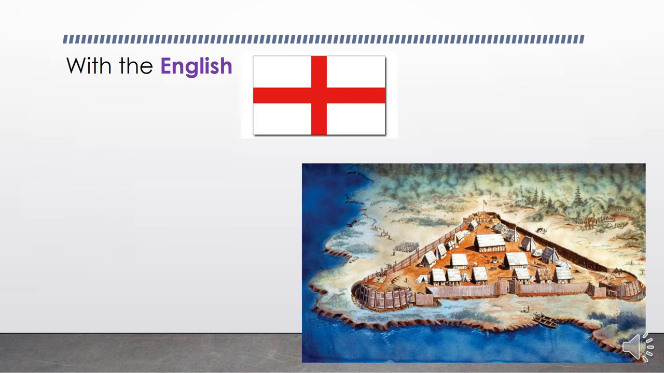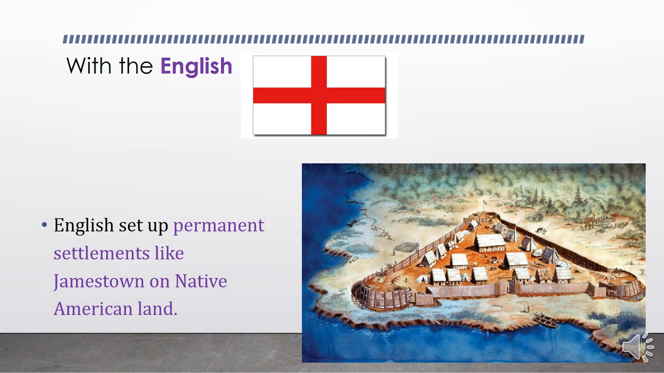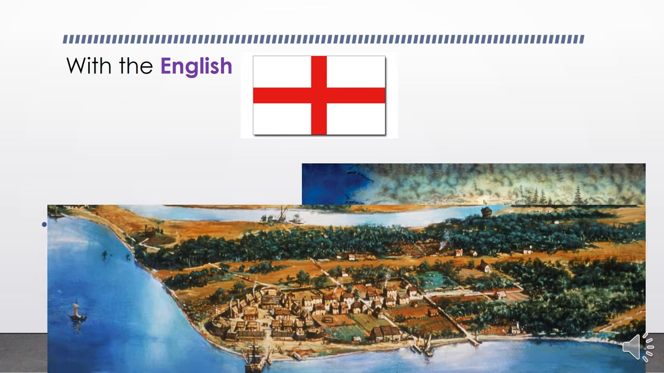Alright, the third group of people that come over from Europe is the English. And you'll remember that the English set up the permanent settlement of Jamestown in 1607. But keep in mind that the Pilgrims who come to Massachusetts are also English. So there's a common pattern among English settlers. They come to stay. They set up permanent settlements.